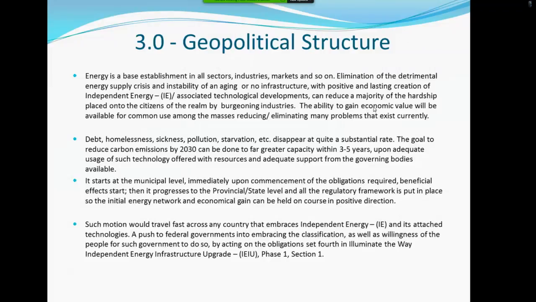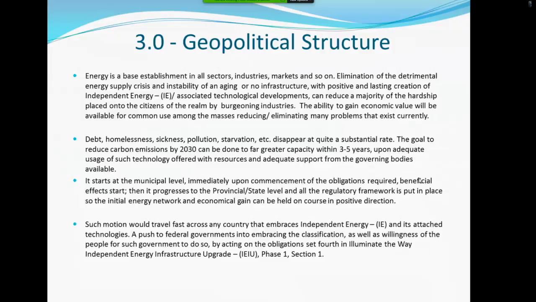You know, we're not going to get anywhere with alternative energy, I can tell you that. Debt, homelessness, sickness, pollution, starvation, etc., disappear at quite a substantial rate. The goal to reduce carbon emissions by 2030 can be done to a far greater capacity within 3 to 5 years easily, upon adequate usage of such technology offered with resources and adequate support from the government bodies available.